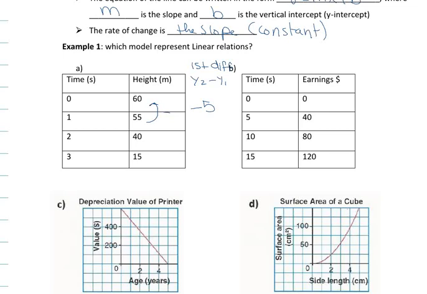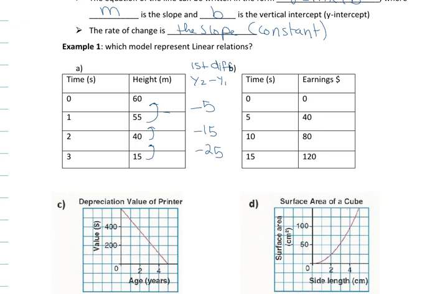So continuing with this, if I do y2 minus y1, so that's 40 minus 55. Minus 15. So that's minus 15. And then 15 minus 40. Minus 25. So what can you tell me about the first difference? Is it constant? No. So since it's not constant, then I can right away say that this is not linear.